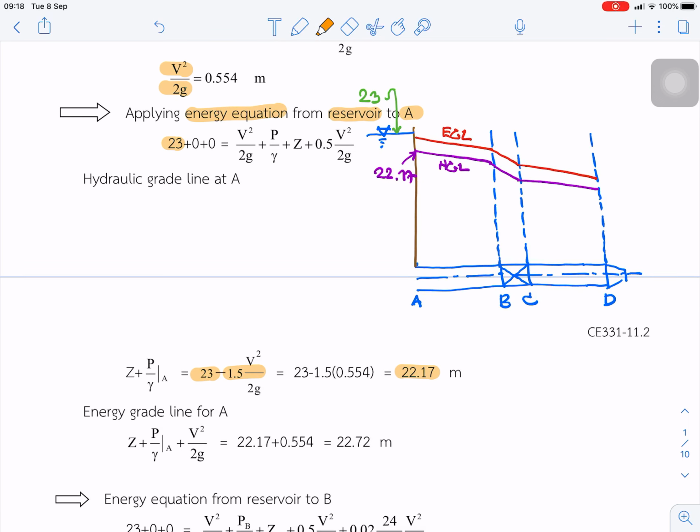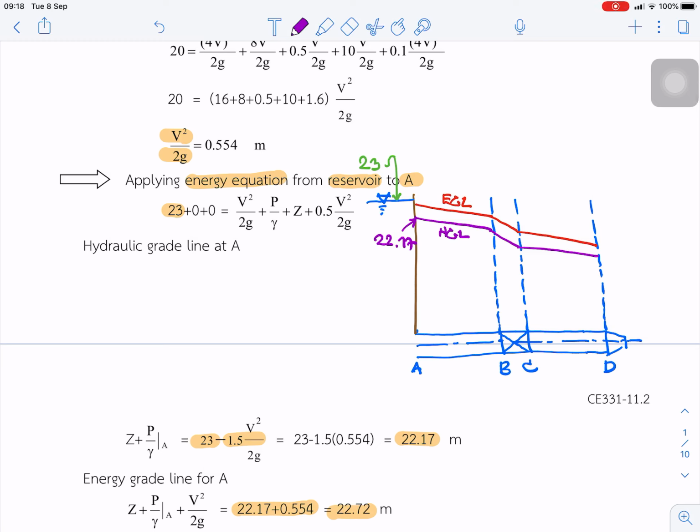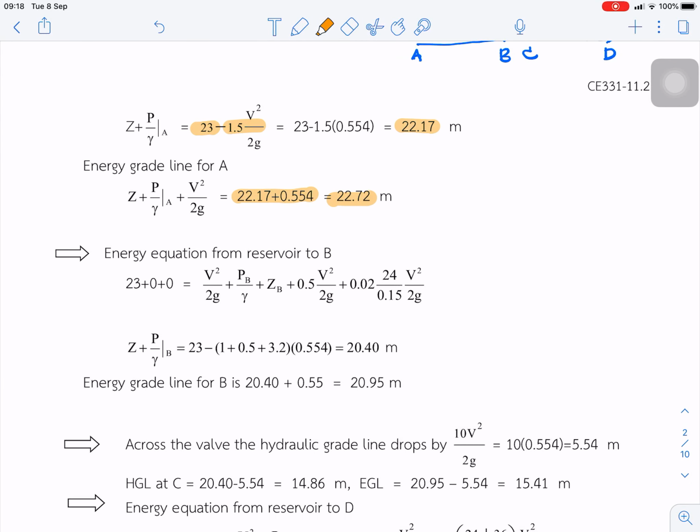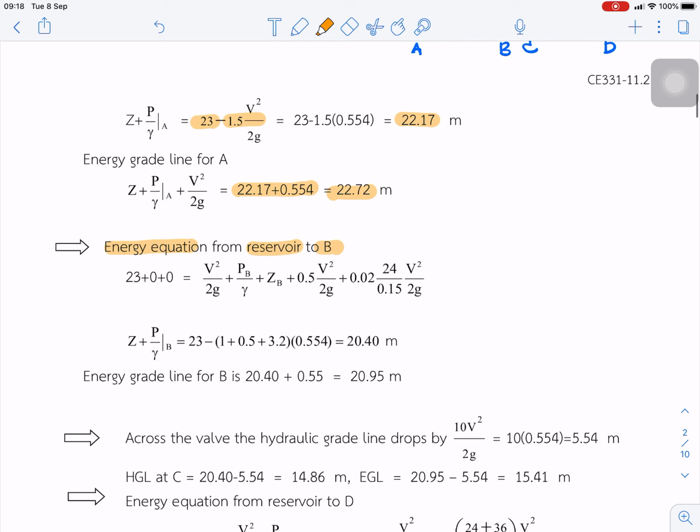Next we add the velocity head, and from the previous solution we got 22.72. So this number is 22.72. Okay, so we finish at point A. We go further, applying the energy equation between the reservoir and point B, before the gate valve.